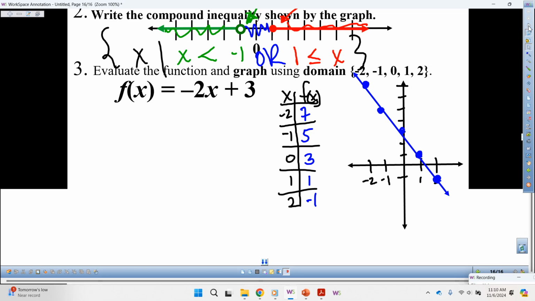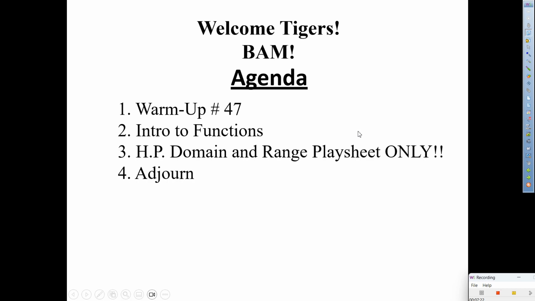Copy the agenda for today. Warm-up number 47 done. We're still in the introduction of functions. I want to make sure we clear up domain and range tonight. I'm going to give you some extra practice.